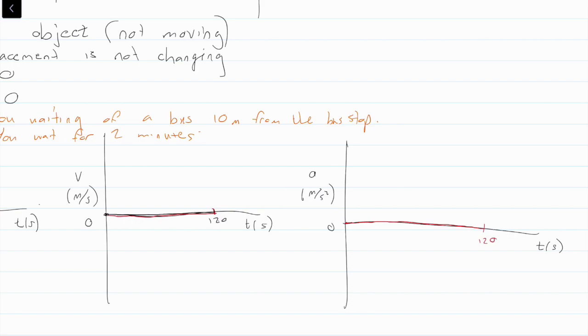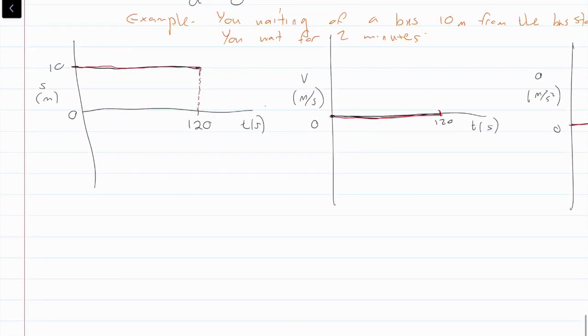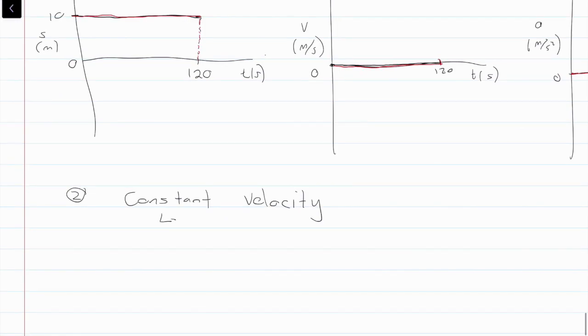So that's the first scenario, when we have a stationary object. The second scenario, let's say number 2, is the motion with constant velocity. If we have constant velocity, what can we say? Constant velocity means we're traveling at the same speed, right?